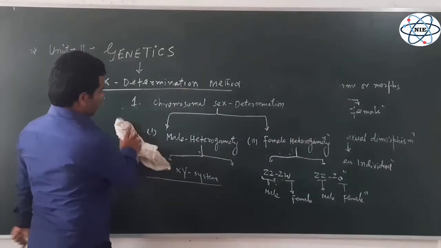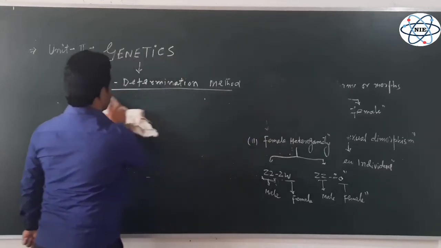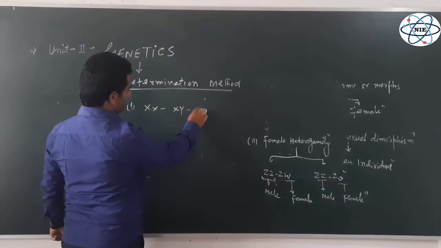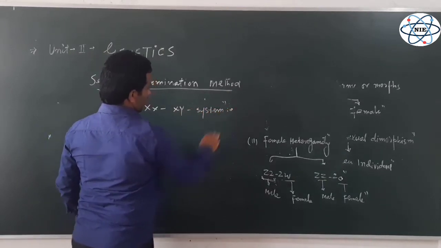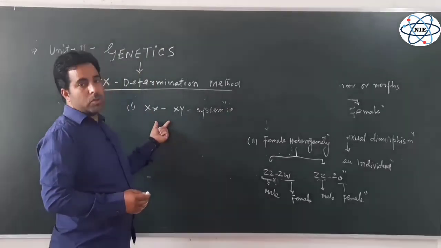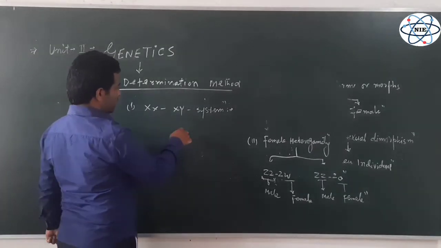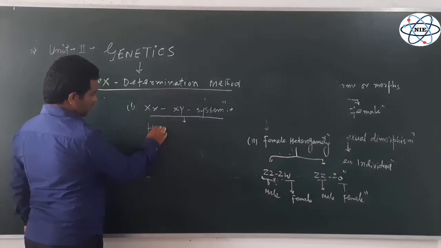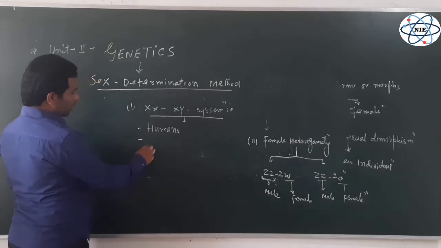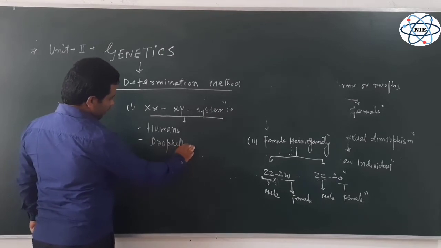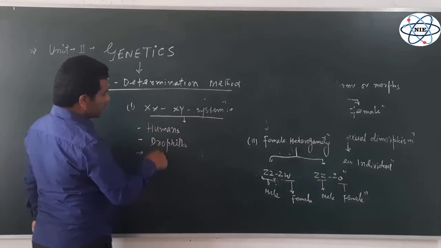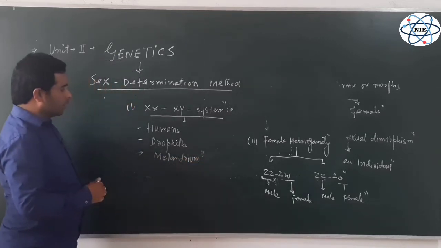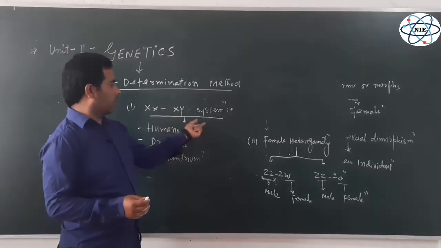Okay, so please be connected. Let's start with the XX-XY system. First of all, we will discuss where this system is found, in which organisms this kind of sex determination is found. This XX-XY system of sex determination is found in humans. It is found in Drosophila, you know, the fruit fly. And this type of system is also found in some angiospermic plants, some flowering plants, for example, Melandrium. So these are the examples where this XX-XY system is found, right?